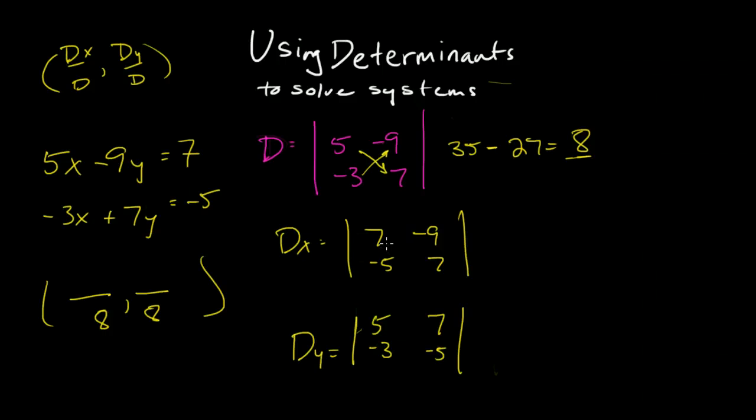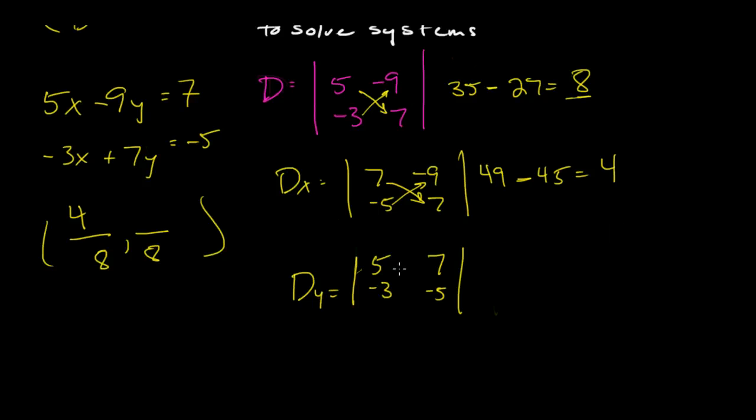So let's find the x now. 7 times 7 is 49. We're going to subtract from that. Negative times a negative is a positive. 45, and that will give us 4. So I've got 4 over 8. Now let's take a look at our y. 5 times 5 is 25. That'll be a negative 25 minus a negative 21, or negative 25 plus 21, which is also 4.